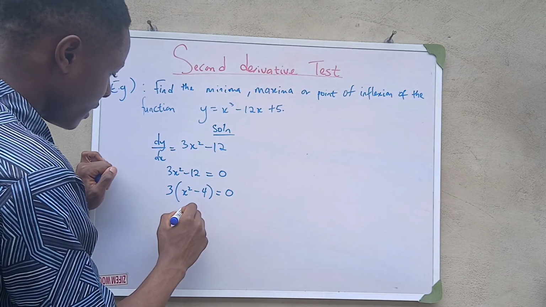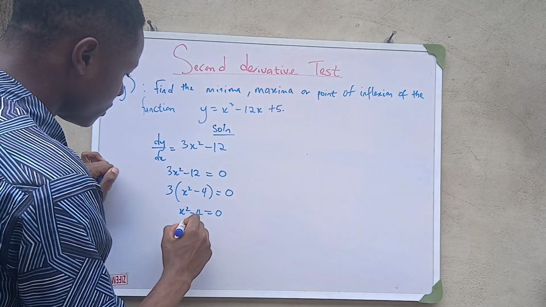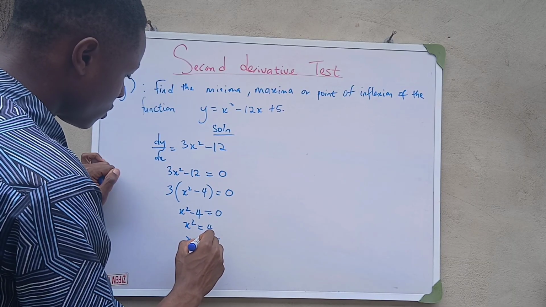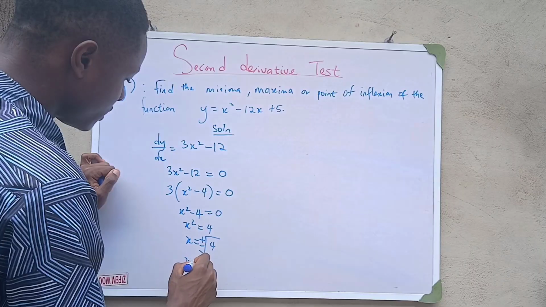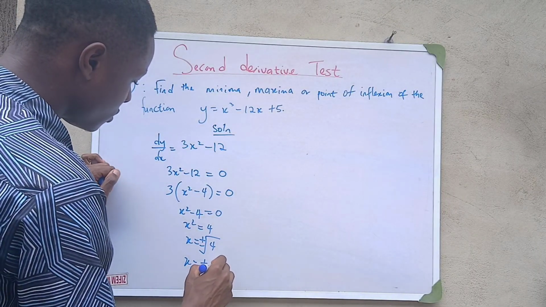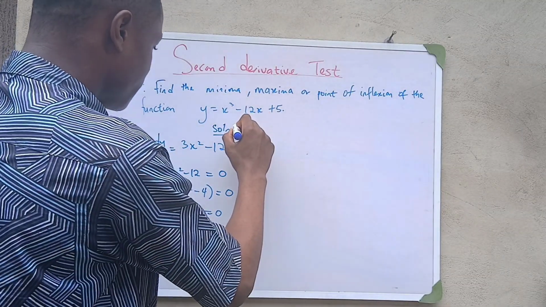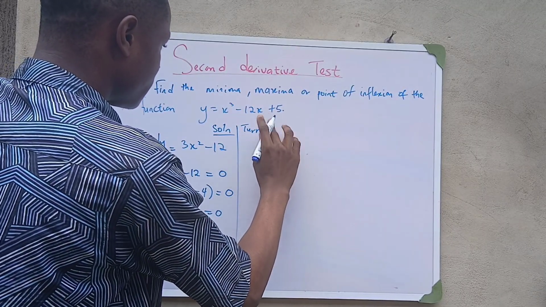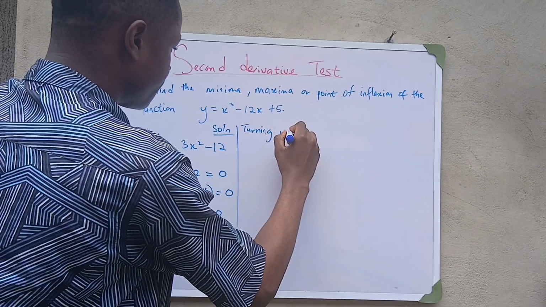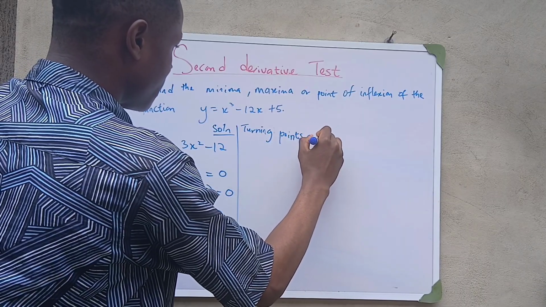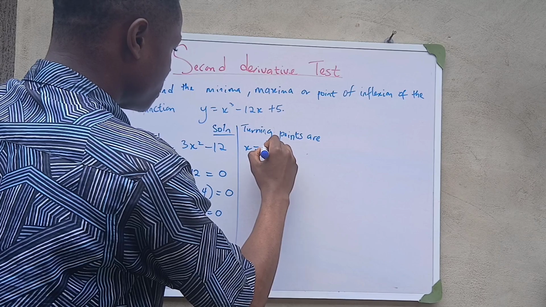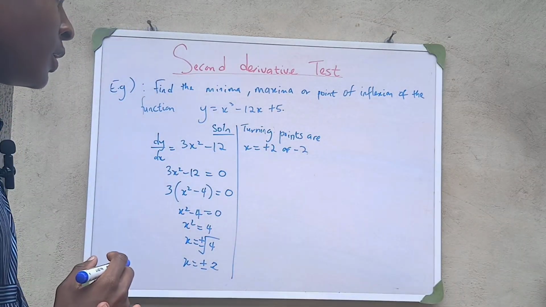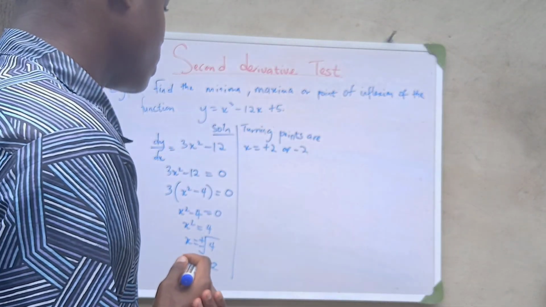So we have x squared minus 4 equals 0. That's x squared equals 4. So x is equal to plus or minus the square root of 4, so x is plus or minus 2. Therefore, our turning points are x equals plus 2 or minus 2.